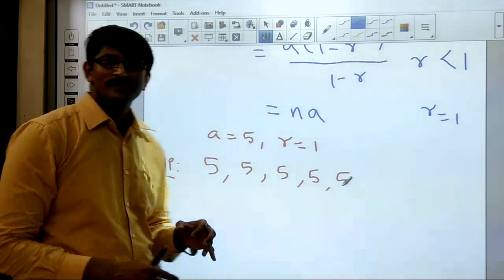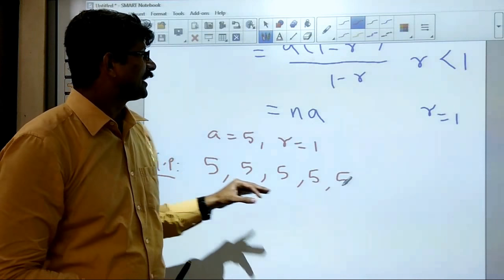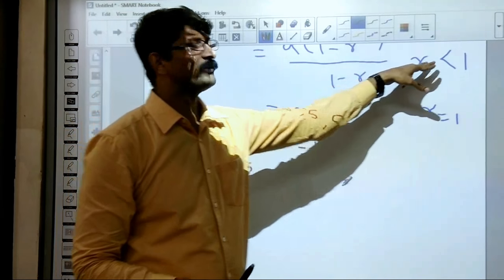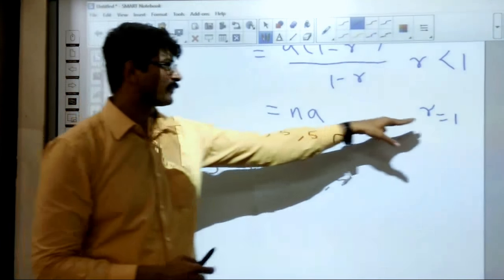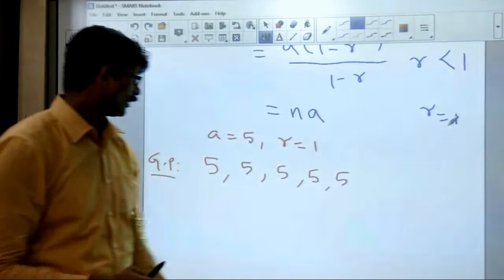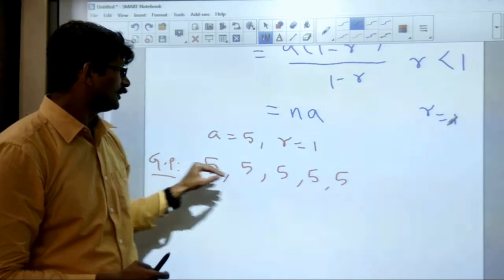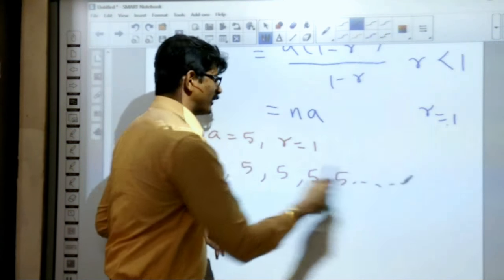So I was just checking the comments. Someone had asked, sir, can you give an example of when R is negative? I will surely give it. Just hold on, I'll first give the example for when R is equal to 1.